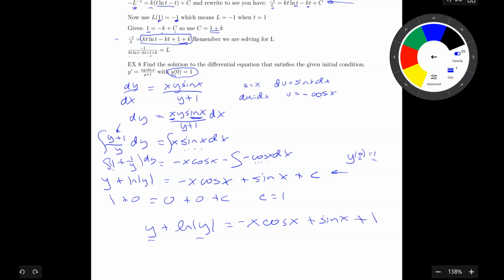Okay, look at this. I have y in two different places. It is not possible to solve for y, so I am content to leave it like this. So it is not necessary. You cannot solve for y if y is in two places like this where you can't unnest it.